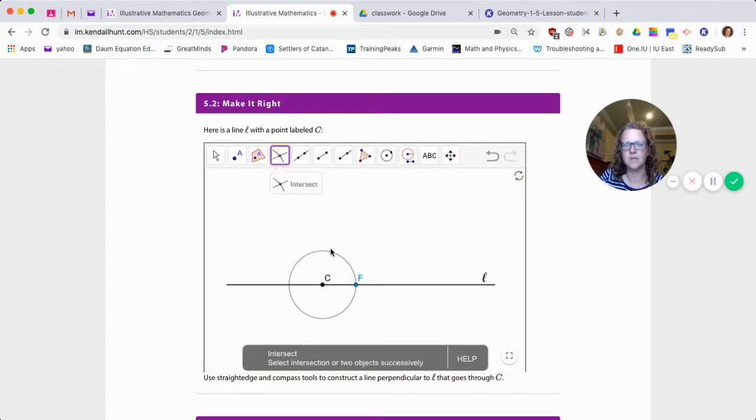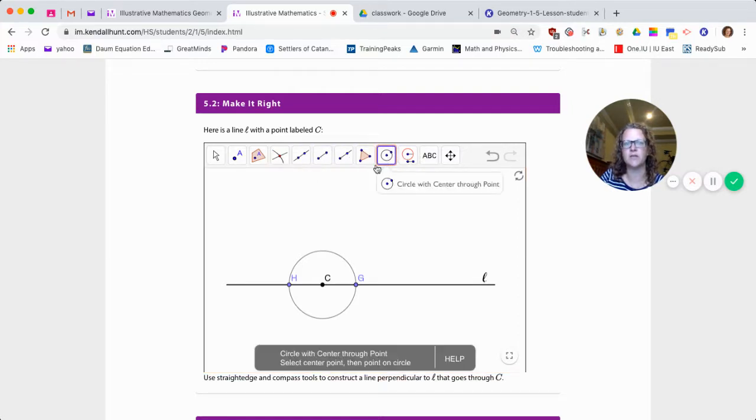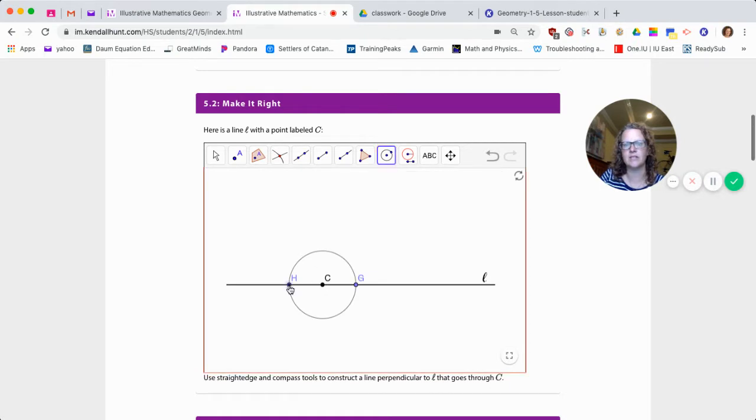And then I would like to mark the intersections of that circle with line L. So I'm trying to draw a line here. I need two circles that intersect up here and down there to give me a place to draw my perpendicular line. So I'm going to do another circle at H that goes past C, and I'm going to mark it down here. My dots get two.